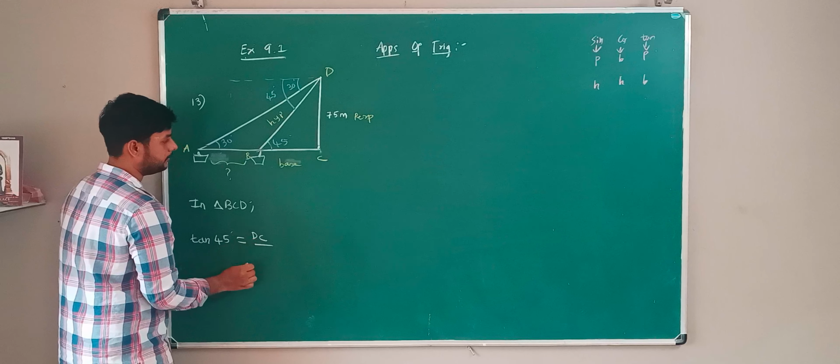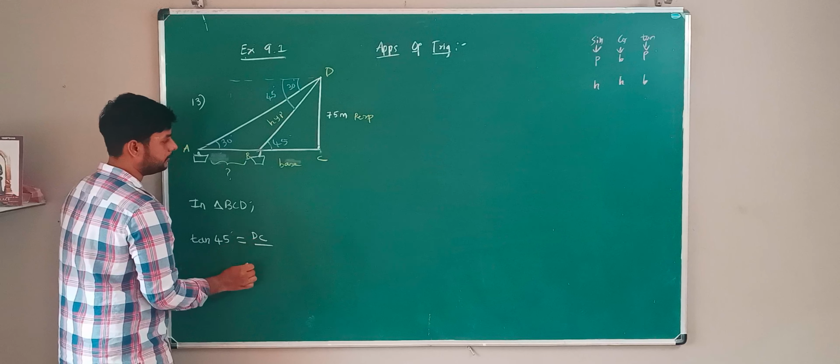In triangle BCD, this is the angle, this is the perpendicular, this is the base, and this is the hypotenuse. So what should I use? Perpendicular and base, because the hypotenuse is not useful. So tan 60 degrees is equal to perpendicular by base. Tan 60 is root 3. Root 3 is equal to DC, which is h, by BC, which is x. So h is equal to root 3 x. Understood? Don't get confused, you will get h equal to root 3 x most of the time.